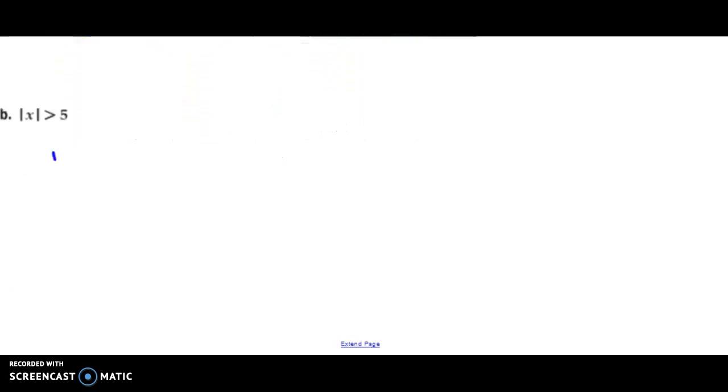Letter B, this is greater than, and so obviously you can figure out that this is going to be treated like a union. So it's going to have your both ors on this one.